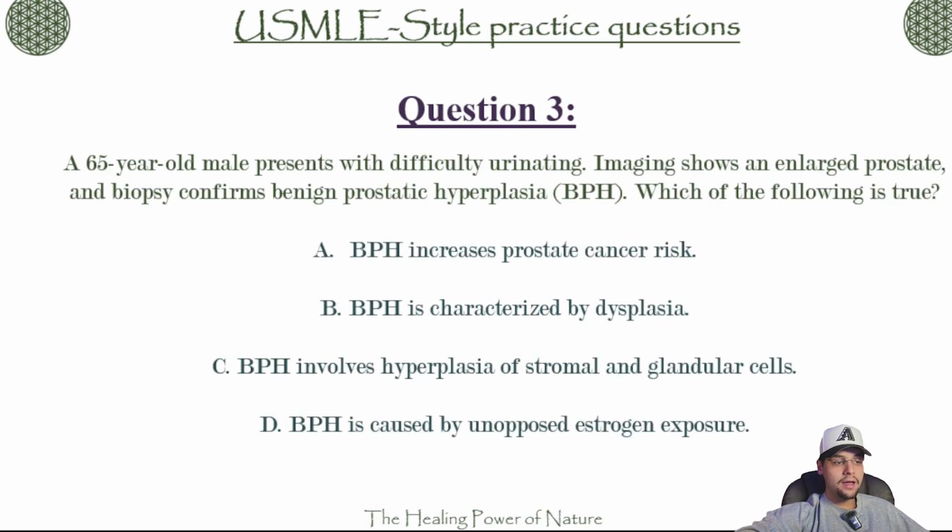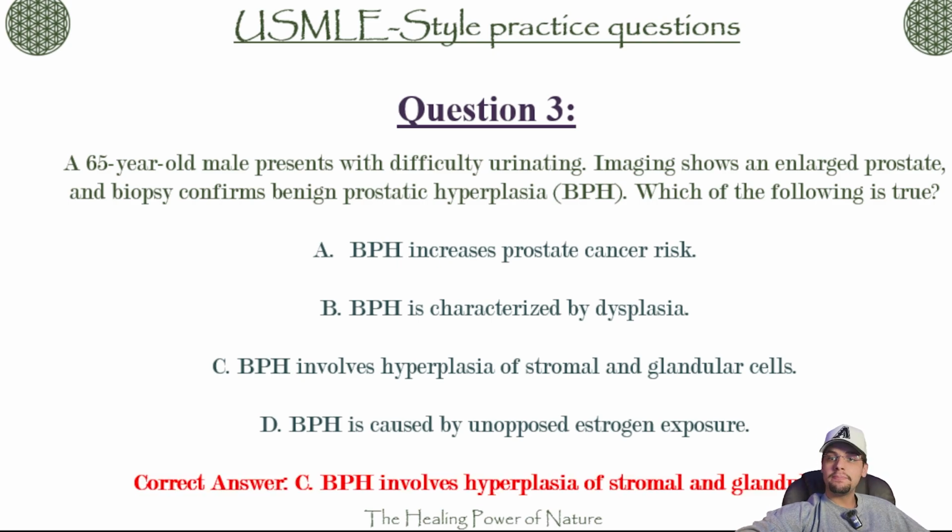Now, lastly, I'm going to go ahead and give you a few minutes on this question, and we can go ahead and review it together. Okay, so if you clicked C, BPH involves hyperplasia of stromal and glandular cells. Okay, so a 65-year-old male presents with difficulty urinating. Imaging shows an enlarged prostate, and biopsy confirms benign prostatic hyperplasia, or BPH. Which of the following is true? C, BPH involves hyperplasia of stromal and glandular cells like we learned today.